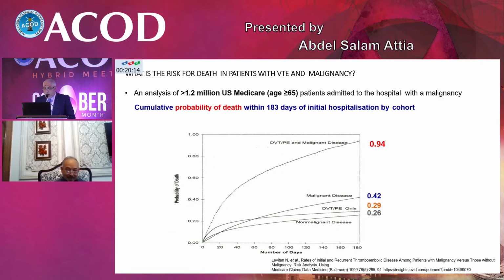And this is a very important analysis of the risk of death in patients with venous thromboembolism and malignancy, of more than 1 million patients in the Medicare series, age more than 65 years, admitted to the hospital with malignancy. The cumulative probability of death within the first 183 days of initial hospitalization was about 9-fold compared with patients who don't have malignancy, and this is very crucial.